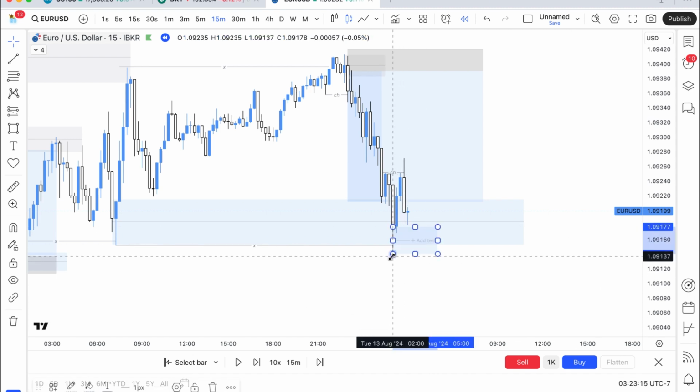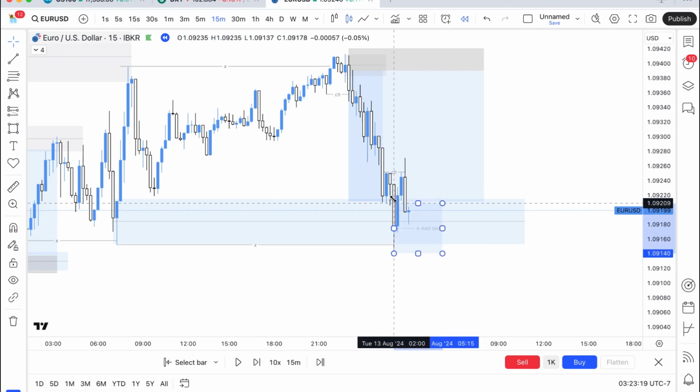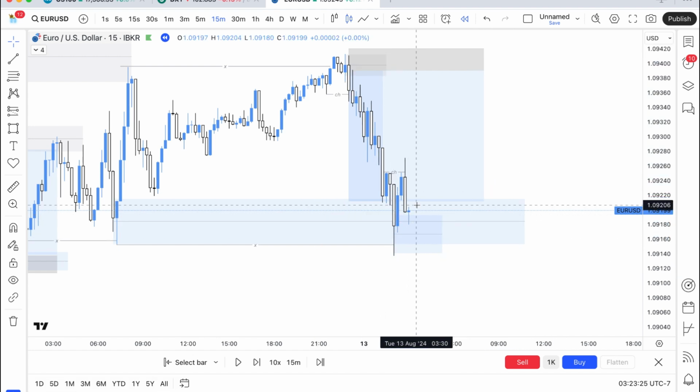I'm not able to go down and refine the order block. You know what? For good measure, it's this whole area, honestly. It's this whole demand zone. If I'm able to go down to a lower time frame to refine it, I would refine it.